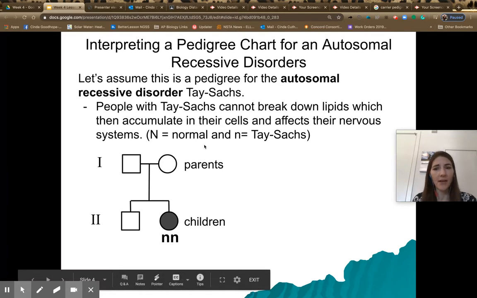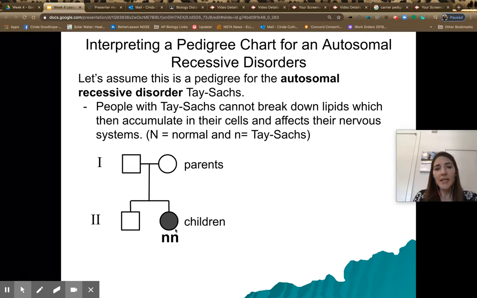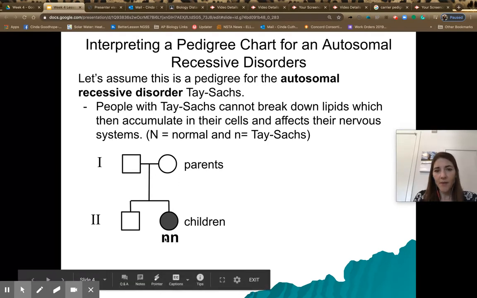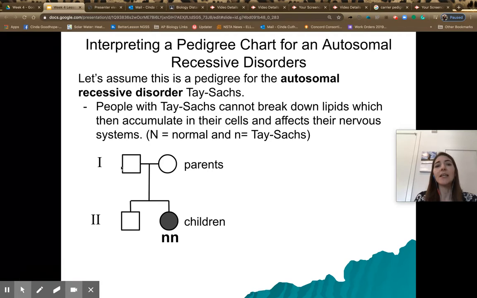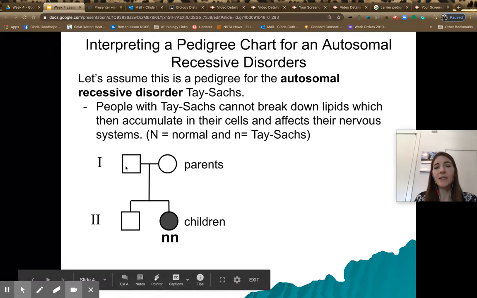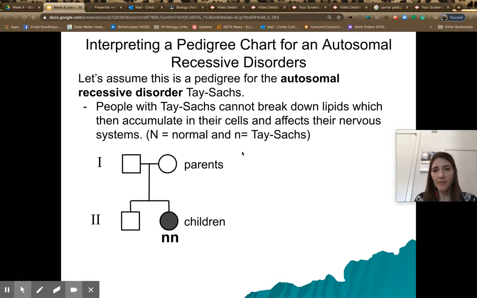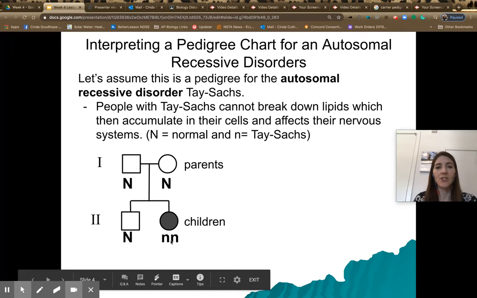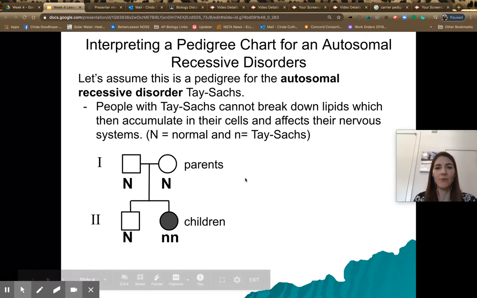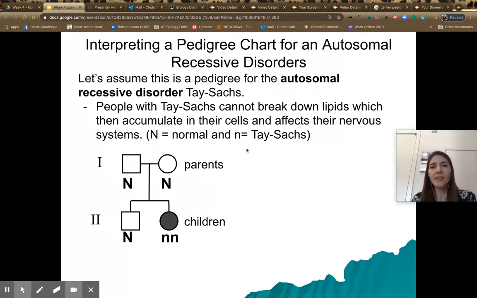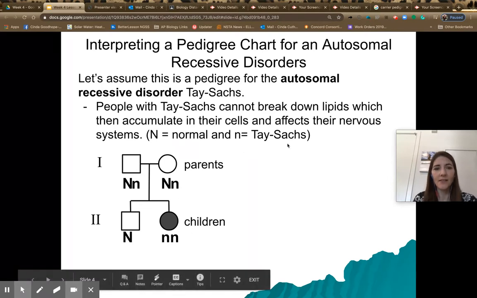All right, so now we've got to figure out everyone else. You have to realize that she got 1 little n from mom and 1 little n from dad. However, none of these are affected, which means they all have to have at least 1 healthy allele, 1 big N. So we're going to give every single individual that's empty at least 1 big N, and then try to figure out the second allele. Now, she did receive 1 of these from each parent. Mom had to give 1 and dad had to give 1. So we know they have to have a little n to give. So they are both heterozygous.